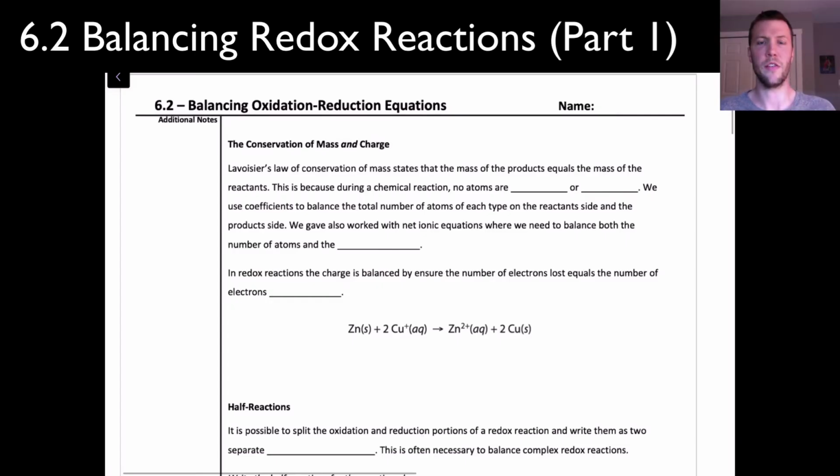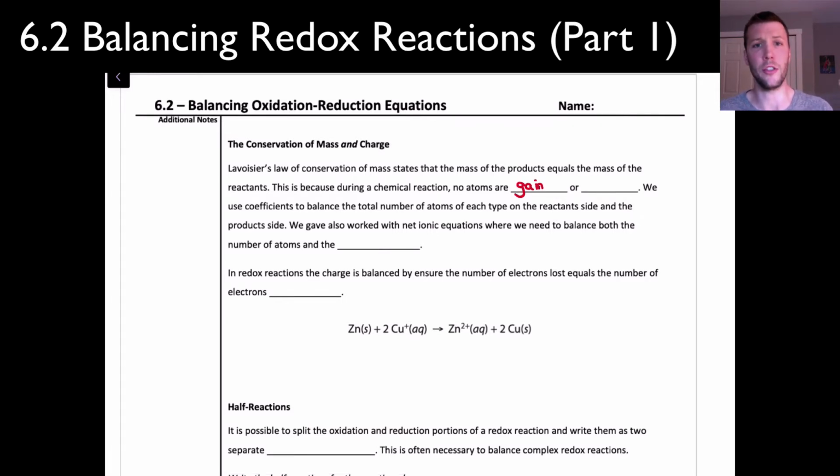Hi everybody, in this video series we're going to take a look at balancing oxidation-reduction reactions. Lavoisier's law of conservation of mass states that the mass of the products equals the mass of the reactants. And we know this because in a chemical reaction no atoms are lost or gained.